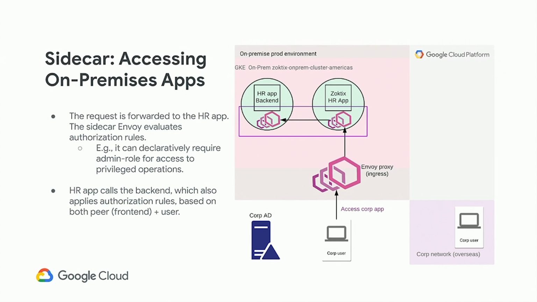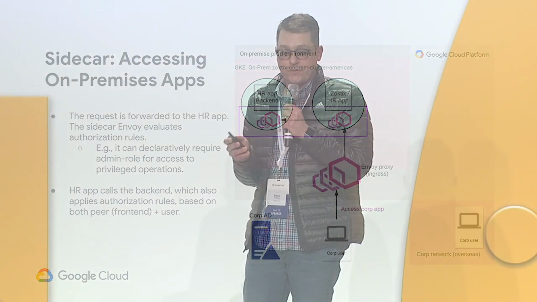Next, the request is going to, of course, be forwarded to the HR app. And the sidecar Envoy evaluates authorization rules. So for instance, it can require that the authenticating user have an administrative role if a privileged operation is invoked. As the request travels down the service stack, the HR app calls the backend, which also applies authorization rules. And these rules, as I mentioned before, can be both on the peer, in this case the front end for the HR app, as well as the requesting user.